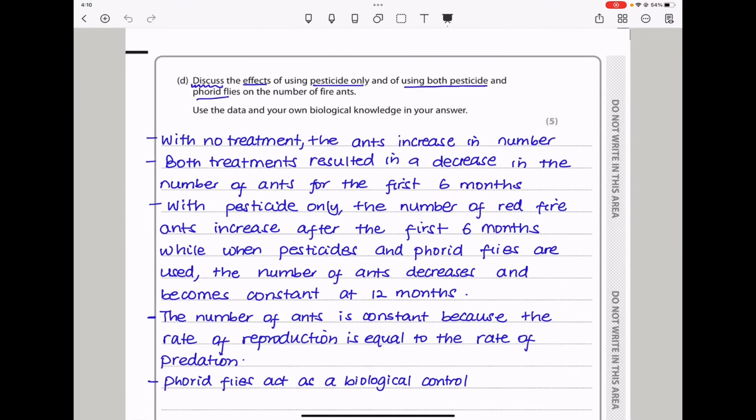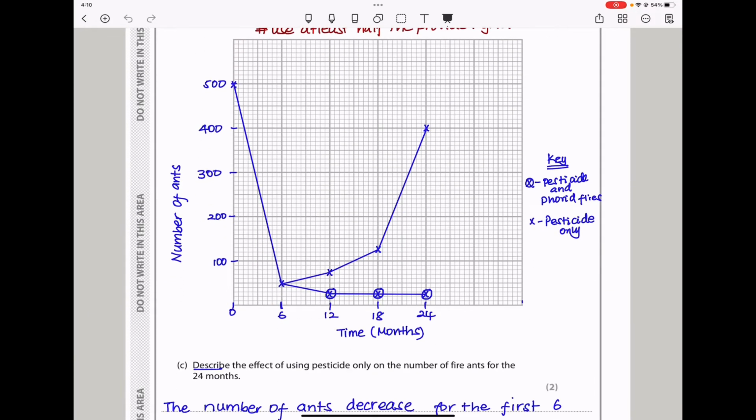Moving on. In part A, discuss the effect of using pesticides only and of using both pesticides and phorid flies. I want you to use data and your own biological knowledge in your answer. So what I wrote here is something I've already explained. If you can see here, when we use a mixture of pesticides and phorid flies, it decreases greatly for the first 6 months, then a slow decrease and then remains constant. Well, here we can see there is a decrease and then an increase.